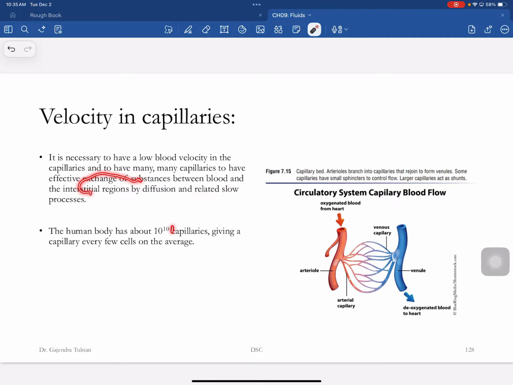Nutrients are dumped into interstitial regions, and you have a capillary for about 4 to 5 cells. So you dump stuff in this fluid and then that gets absorbed. The human body has about 10 billion capillaries, giving a capillary every few cells on average. So that's what your plumbing is about.